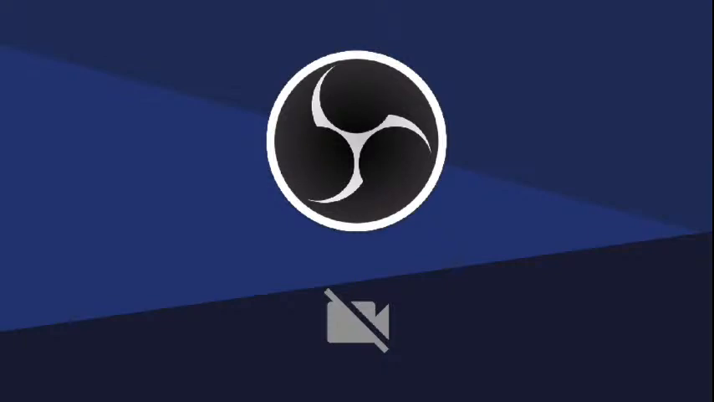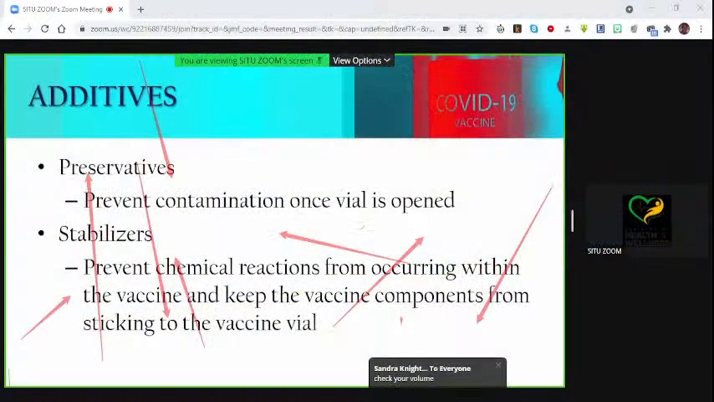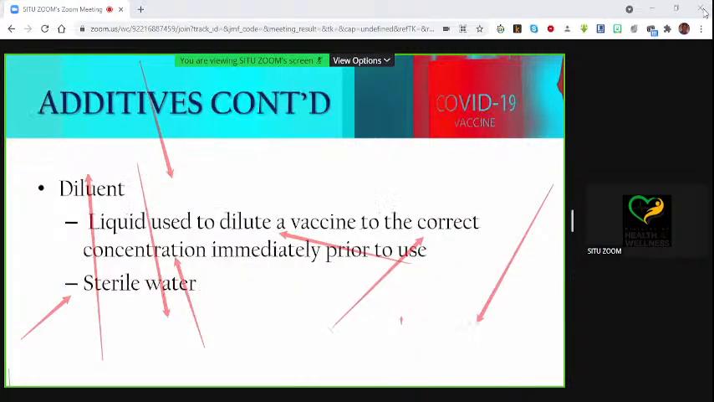Diluent is simply water, just sterile water. It is used to mix the vaccine, because most vaccines come as a powder and we want to be able to inject it into our bodies. So we have to mix it, and we mix it with water, and it is called the diluent. This is all it is, sterile water. Again, not causing any problem at all.